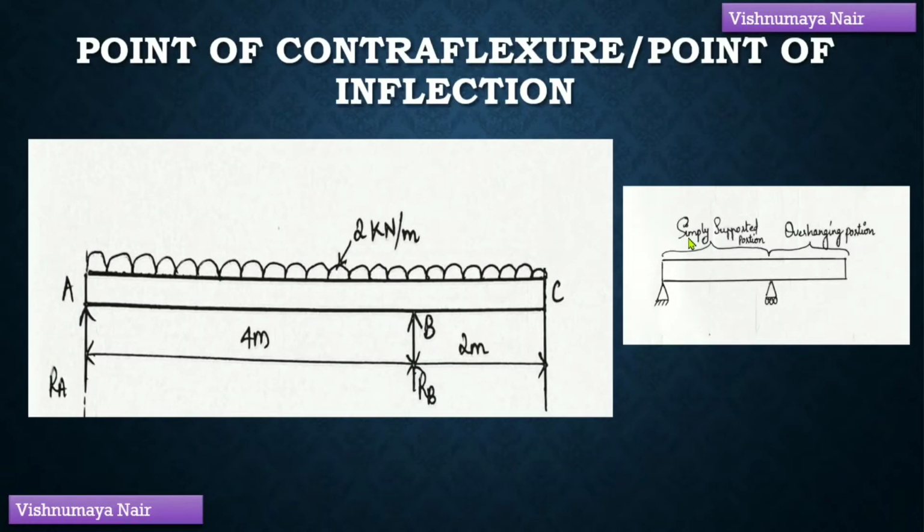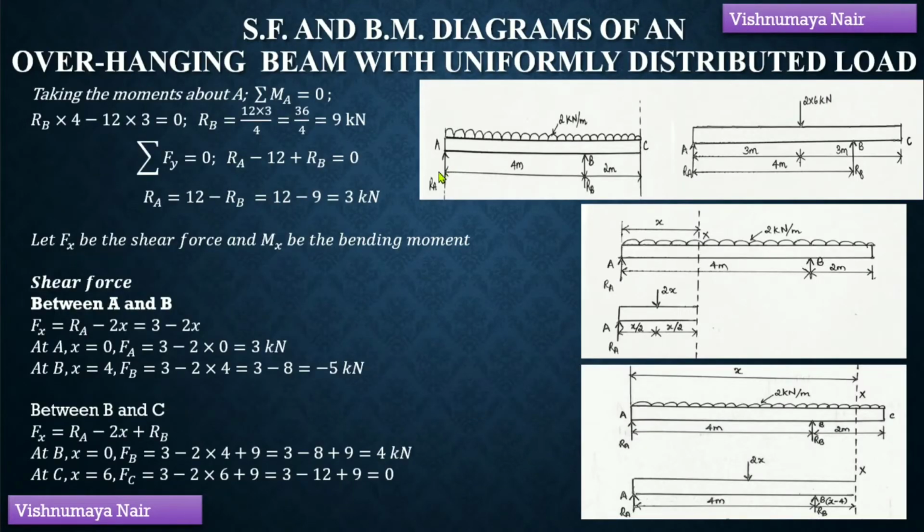And this point of zero bending moment is known as the point of contraflexure or point of inflection. In order to find out the point of contraflexure, we must know the variation of shear force and bending moments along the length of this beam.